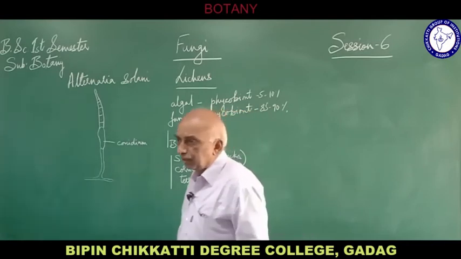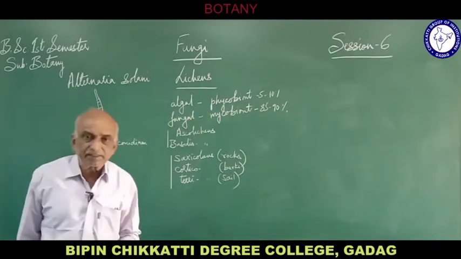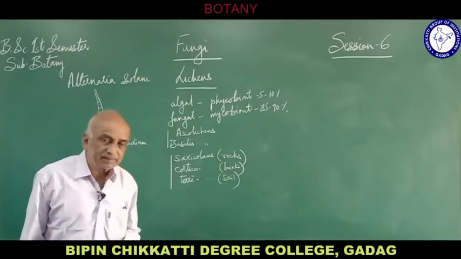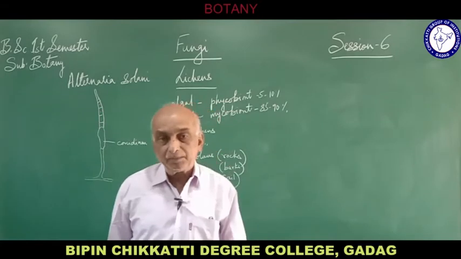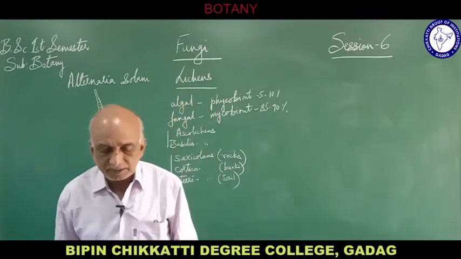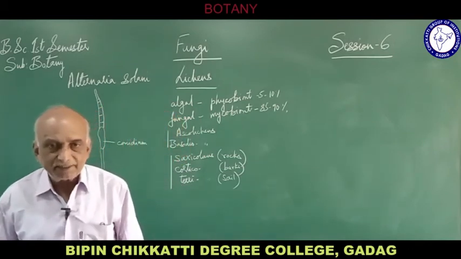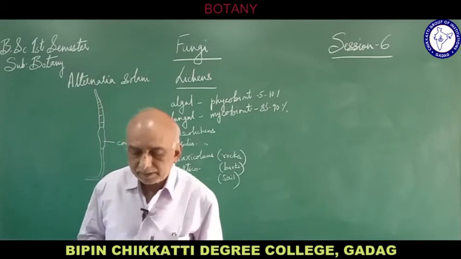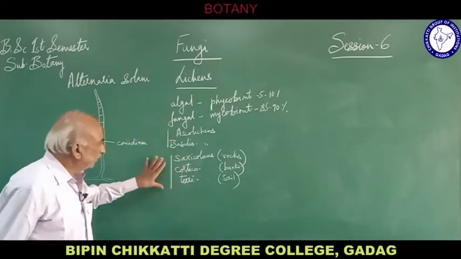Usually on bare rocks, the lichens are found, and they are called saxicolous lichens. Then when they are found on the bark of trees, on the trunk of the trees, they are corticolous lichens. And when they grow on the soil, terrestrial, that is terricolous lichens. This is one type of classification.